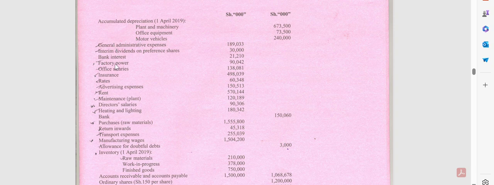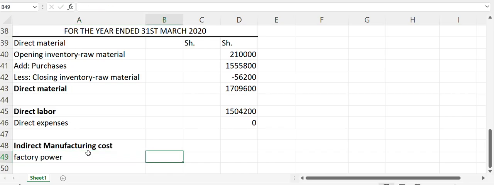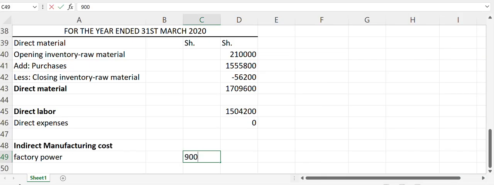So let us start. Factory power is supposed to be here. So factory power, let's see, the figure is, you need to have a ruler. It is 90,042.